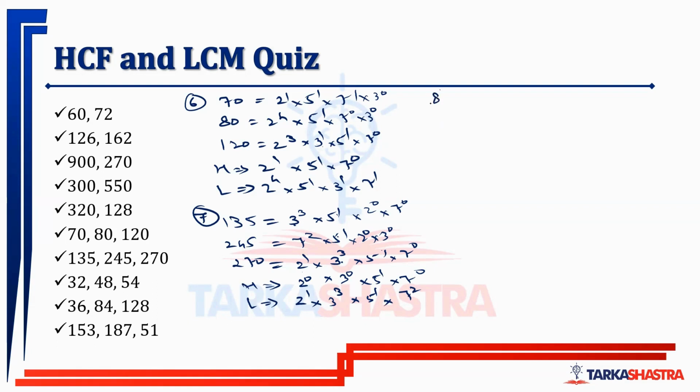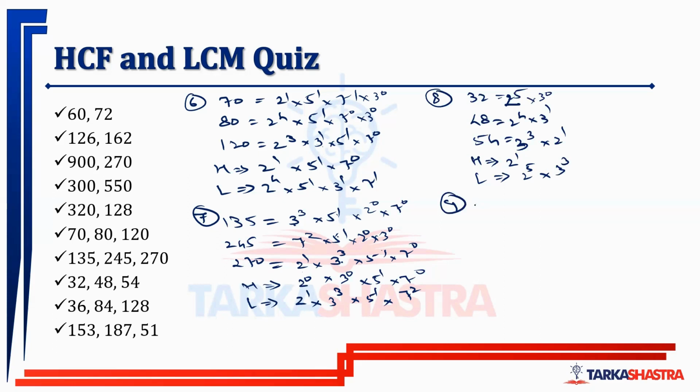The 8th one is very easy: 32, which is 2 raised to 5. Then 48, which is 2 raised to 4 into 3 raised to 1. And 54, which is 27 into 2, so 3 cube into 2 raised to 1. Very easy. HCF will be the smallest power of 2, that is 2 raised to 1. We don't have 3 here, so 3 raised to 0. LCM: highest power of 2, 2 raised to 5, and highest power of 3, 3 raised to 3.